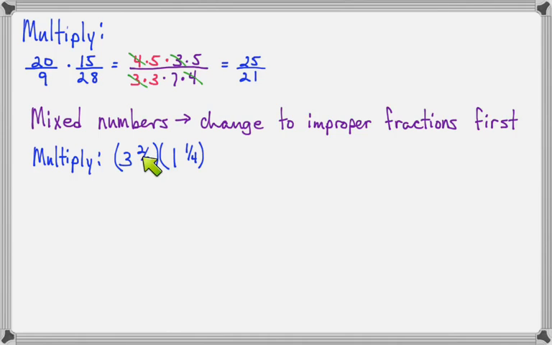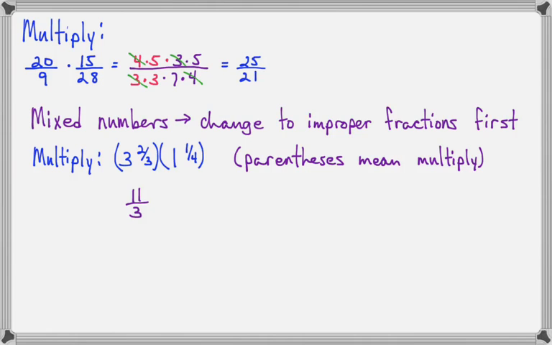So let's first change both of our mixed numbers to improper fractions. So this will become 11/3, and this will become 5/4. Now look to see if anything can be broken down so that you can cancel out any top and bottom factors. And here, of course, we cannot do that. So we'll get 11 times 5 is 55, and in the bottom, 3 times 4 is 12.